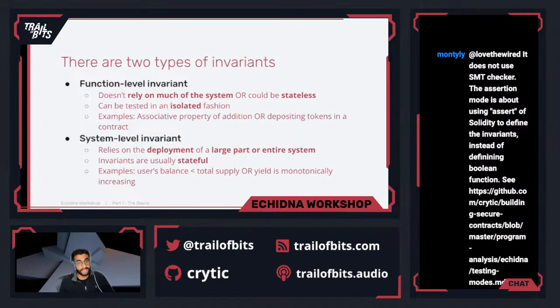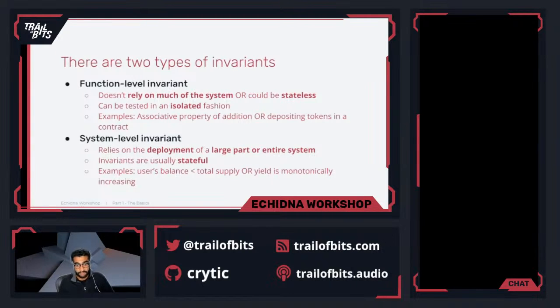And the reason why that's easier is because a single function may not always have to rely on much of the system, or in fact, it could be stateless. It could just be a view or pure function, and that's really easy to test. So you can test it in an isolated fashion. And this is in contrast to system level invariance, where you need to deploy the whole system to be able to test the system level invariants or the things that matter at the system level.